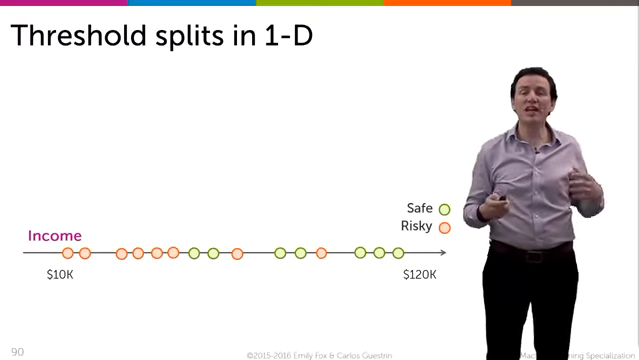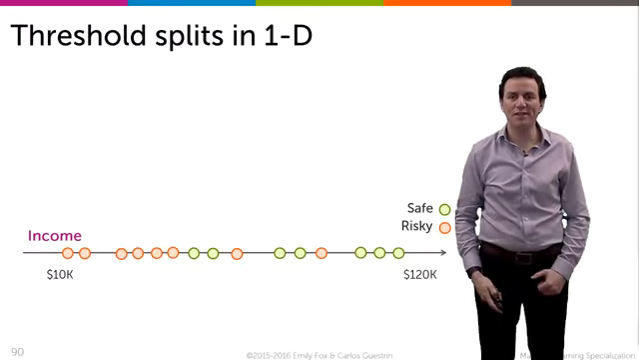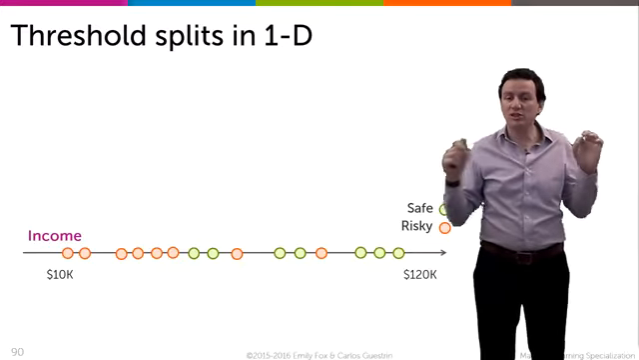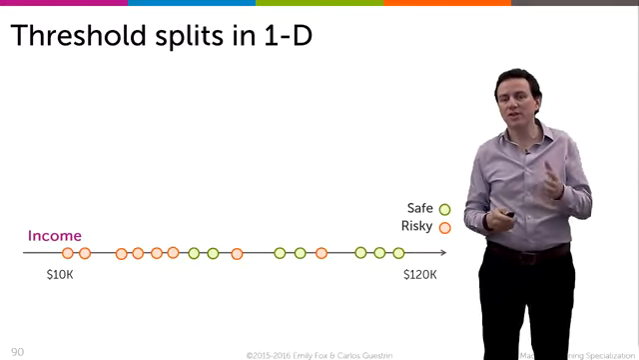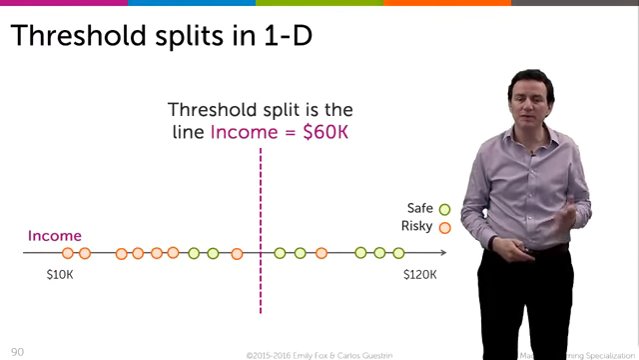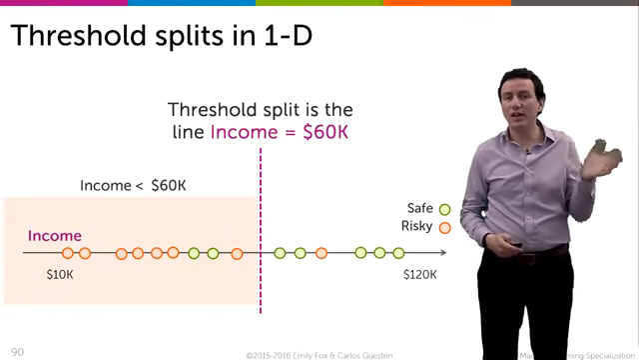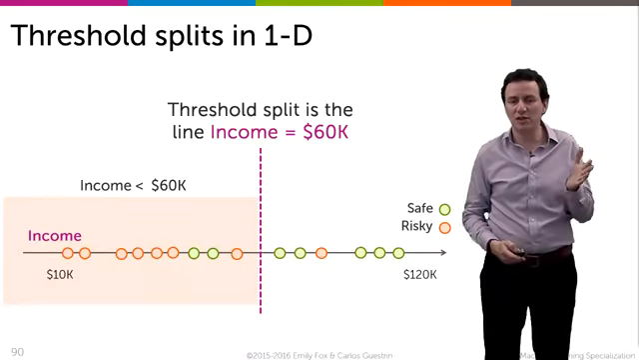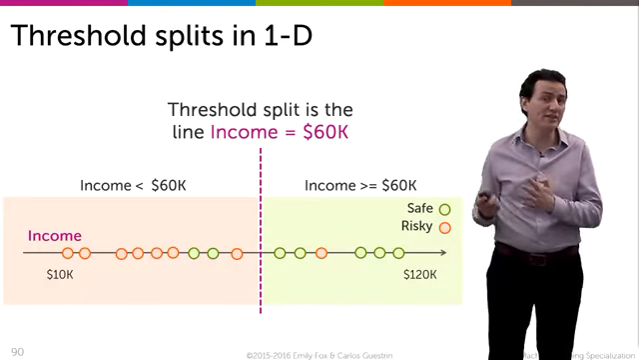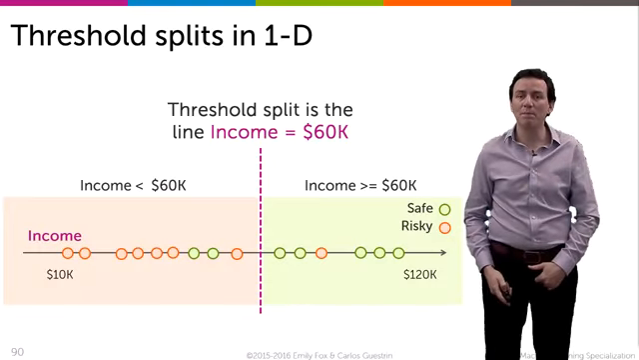Let's now take a moment to visualize what happens when we do this kind of threshold split. For example, I've laid out my income data on this line that ranges from 10,000 to 120,000. If we pick a threshold split of 60,000, everything to the left has income less than 60,000, and we're going to predict those to be risky loans. Everything to the right has income higher than 60,000, and we're going to predict those as being safe loans.